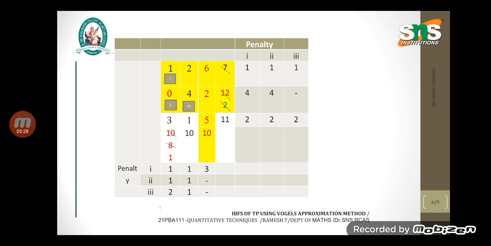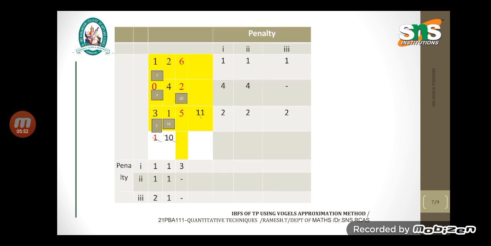Then the third penalty. In the first row, the difference of the two smallest costs is 1. In the second row, already the second row is completely eliminated, so it is a dash. And the third row is 1, 3, difference 2. Similarly for the column penalties, the first column penalty is 2, since the 0 is blocked, so 1, 3. In the second column, 1, 2 is 1. The third column is already blocked.